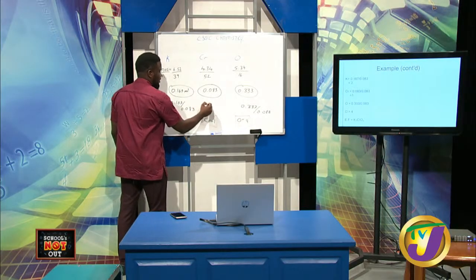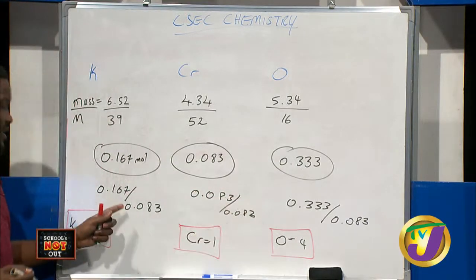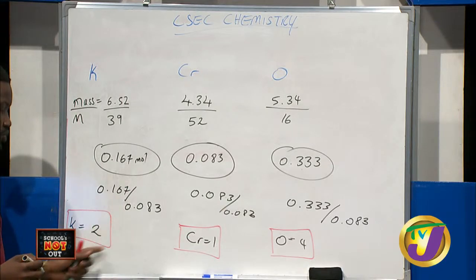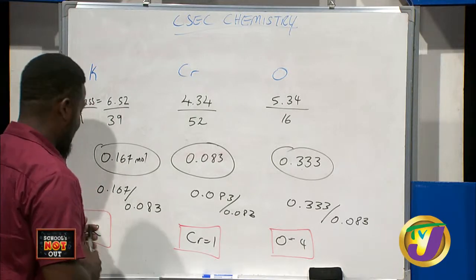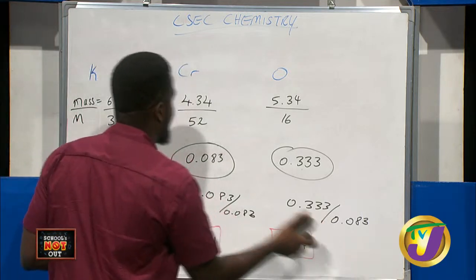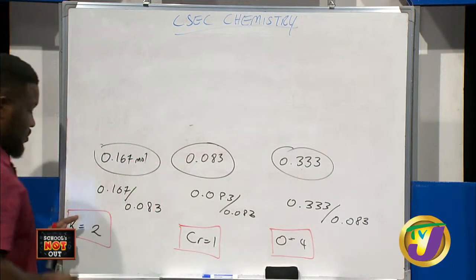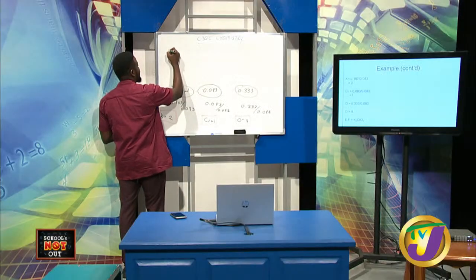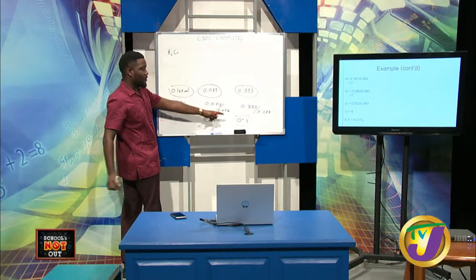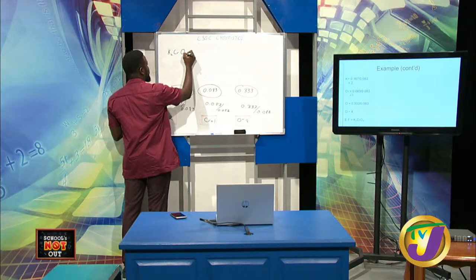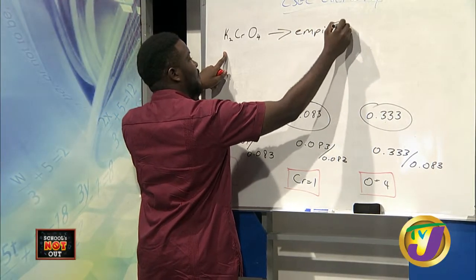All right? So let me just put this here. And so when you divide this number by the 0.083, you get 2. For this one is 1. For this one is 4. And so now our answer, the empirical formula, we have 2 K's. All right, let me clear the board. All right. So for potassium, we have 2. So it's K, 2. For chromium, it's 1. So we just write the Cr. And for oxygen, it's 4. So O, 4. And so this is our empirical formula.